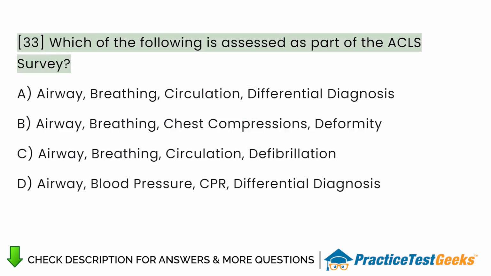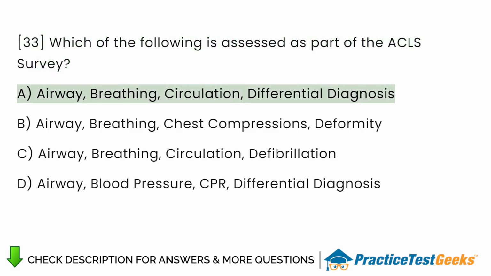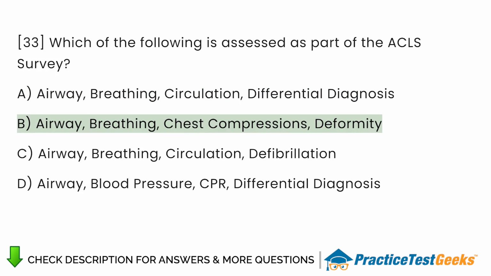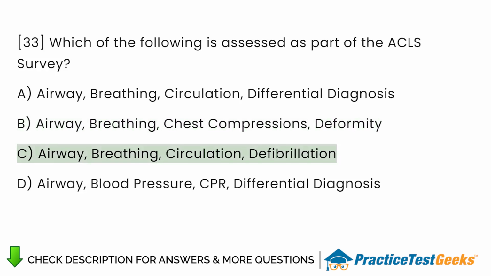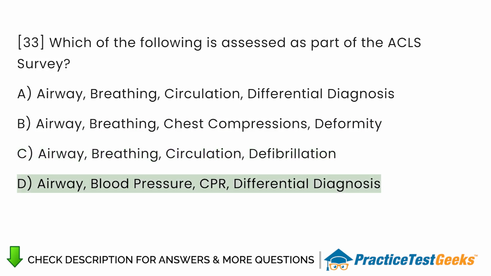Which of the following is assessed as part of the ACLS survey? A. Airway, breathing, circulation, differential diagnosis. B. Airway, breathing, chest compressions, deformity. C. Airway, breathing, circulation, defibrillation. D. Airway, blood pressure, CPR, differential diagnosis.